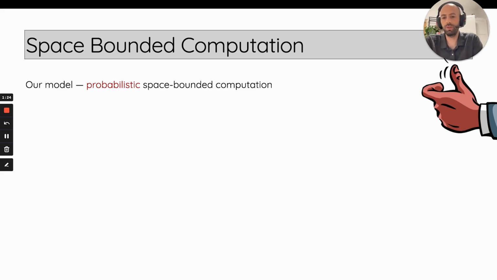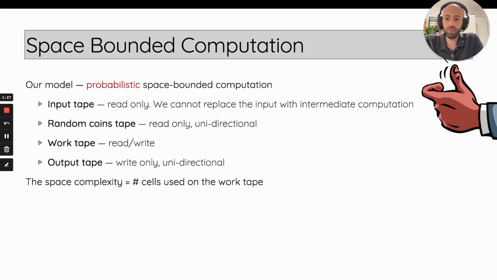Let's start with the probabilistic model. We have an input tape, which is read-only, so note that we cannot replace the input with intermediate computations. We have a random coins tape, which is initialized with uniform and independent random bits, and it's read-only and unidirectional. We have our work tape, which is read and write, and it's the only place in which we can store intermediate computations. And we have our output tape, which is write-only and unidirectional.